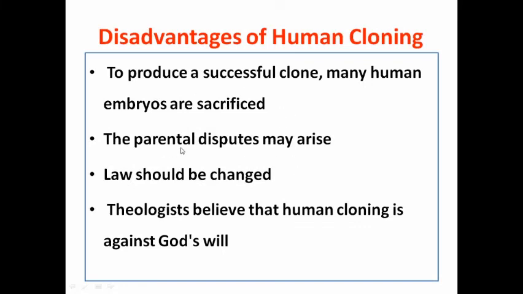The second disadvantage, parental disputes may arise, a problem. So the law should be changed based upon human cloning. Finally, theologists believe that human cloning is against God's will. Human creation is only by God. That's why the theologists rejected the human cloning method. So these are the advantages and the disadvantages of the human cloning method.